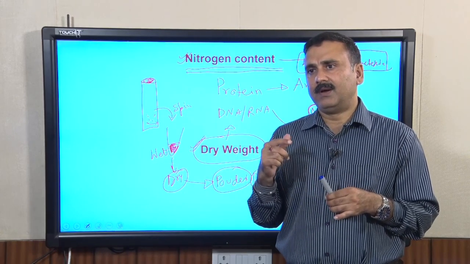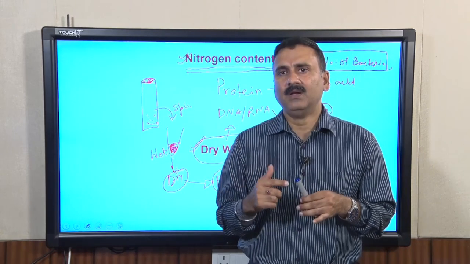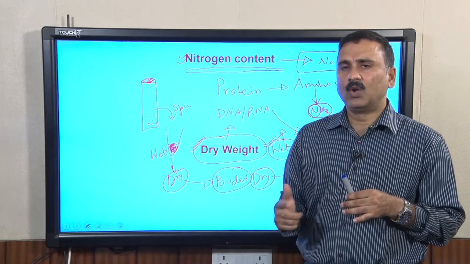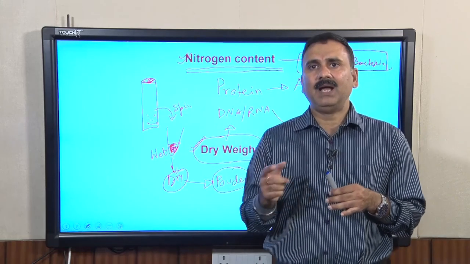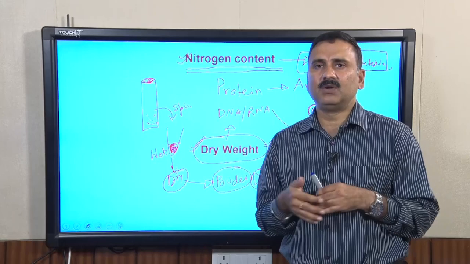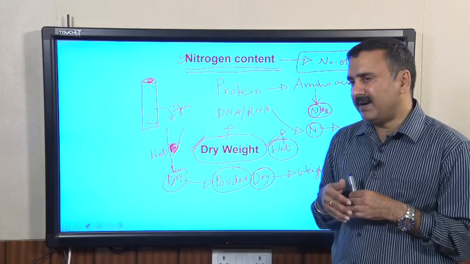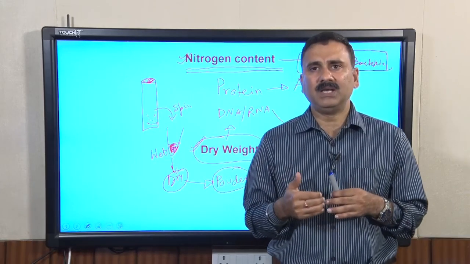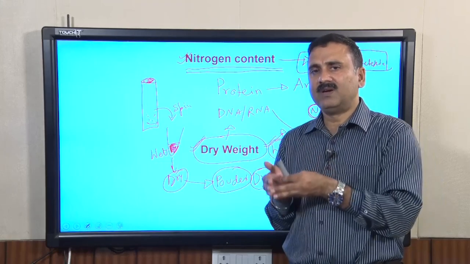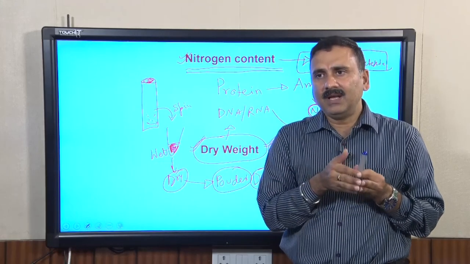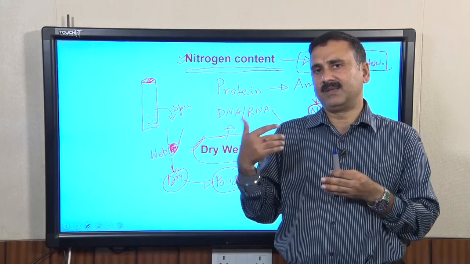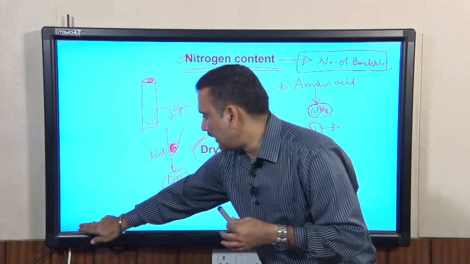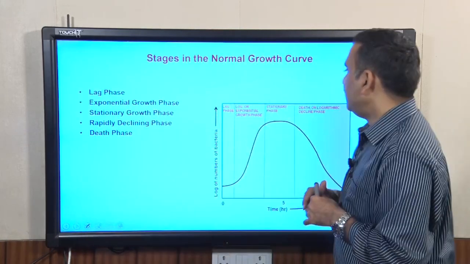Let's discuss further how bacteria grow in a particular media and what the different phases are which it goes through. When a bacterium grows in a particular media, it has to go through different phases, and only then does it replicate and increase its number. So what are these phases?